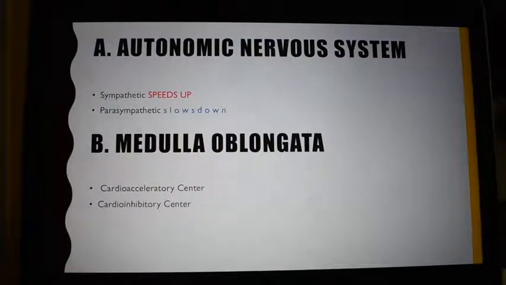The medulla oblongata is another thing that affects the heart rate. The cardioacceleratory center speeds up the heart rate, exactly as it says in the name, and the cardioinhibitory center slows down the heart rate, and this is controlled by the vagus nerve, which is the 10th cranial nerve.